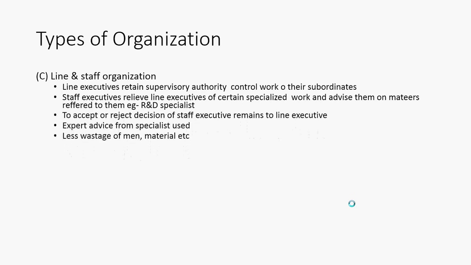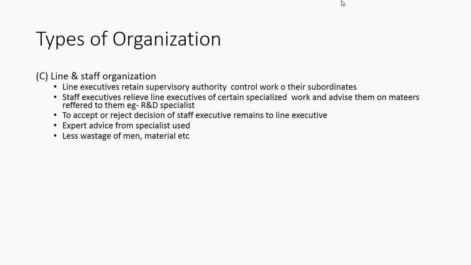To accept or reject the decision of the staff executive remains with the line executive, as in this type of organization the production is carried out by the line executives and employees involved in the line organization. So whether to accept or reject the suggestion or the decision given by the staff executive is up to the line executive. So expert advice from the specialist is used sometimes.